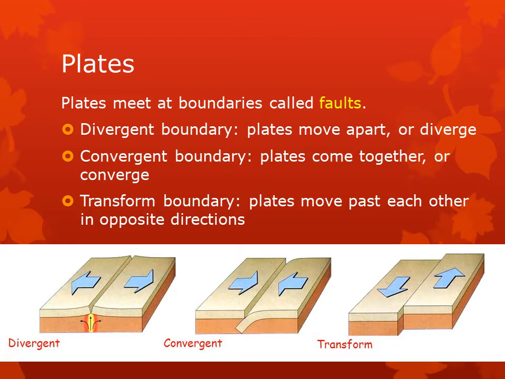So, where these plates meet, where these cracks in the crust are, are boundaries, which we call faults. So, we have three different types of boundaries, and then we'll see later on the three different types of faults. But first of all, we have divergent boundaries. These are where plates move apart or diverge. We have convergent boundaries, where plates come together or converge. And then we have transform boundaries, where plates move past each other in opposite directions. And you see each in the picture below. Okay? Divergent, moving apart; convergent, coming together; transform, moving past each other.